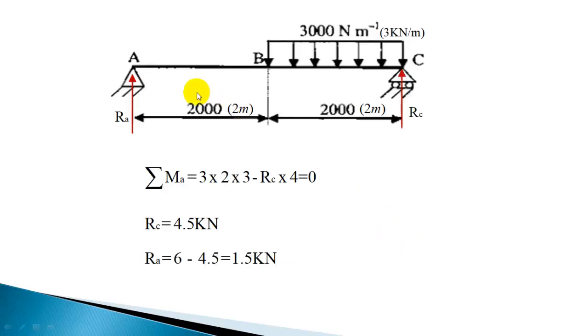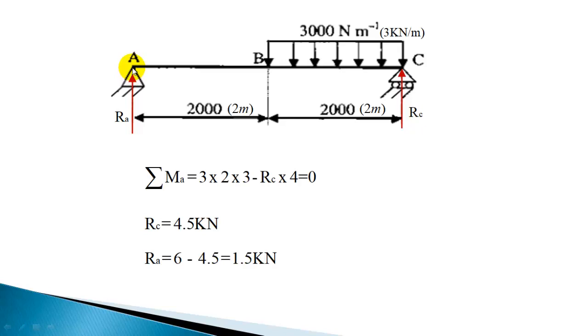Let us find the reactions here. Now instead of Newton per meter, we can work in kilonewton per meter. So 3000 means 3 kilonewton per meter. Instead of mm, you can take it in meters. So it's 2 meter and 2 meter.